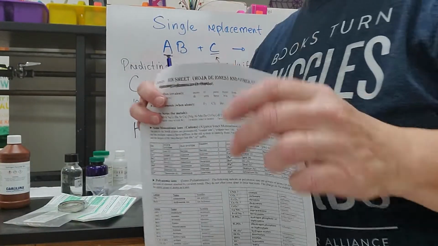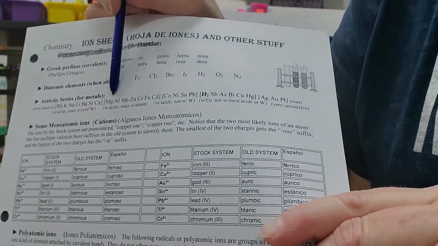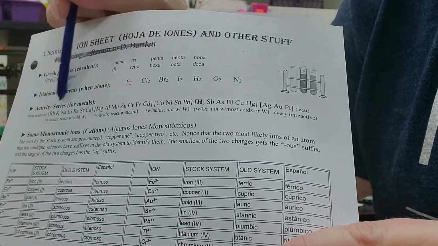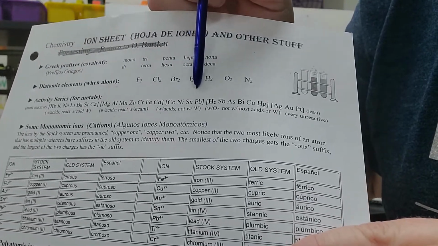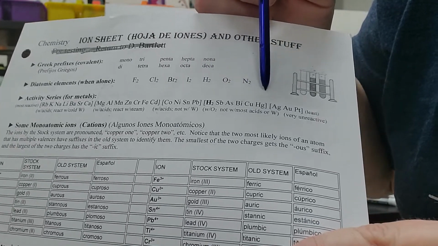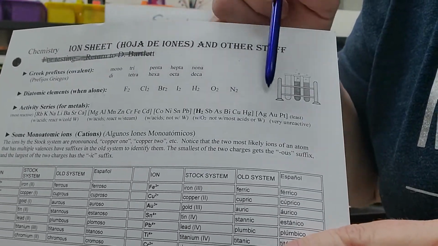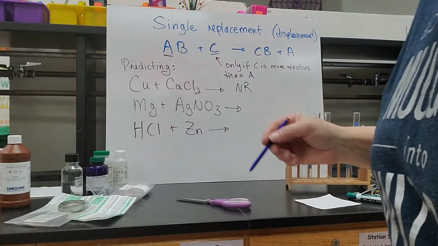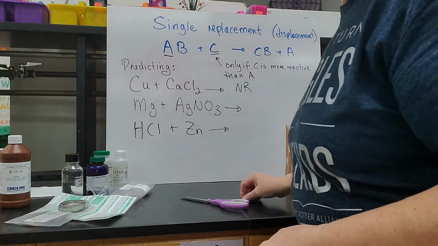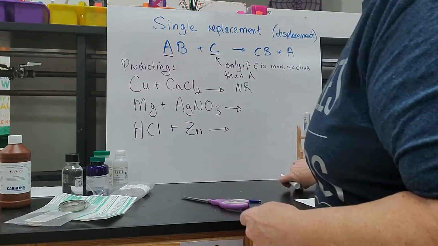Okay, let's take a look at magnesium. And I see magnesium right here, which is fairly reactive. I see silver. Silver's all the way down here. So magnesium is stronger than silver, so it should kick it out, and it did. We saw it react. So yes, we had a reaction.